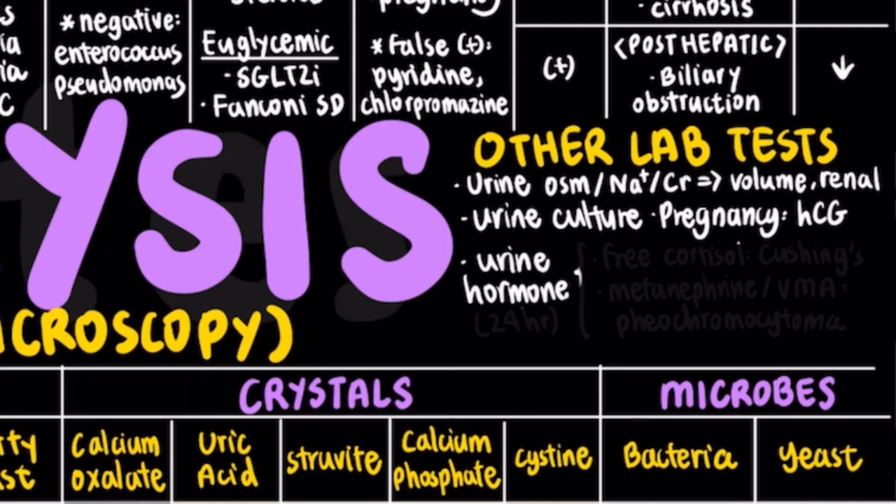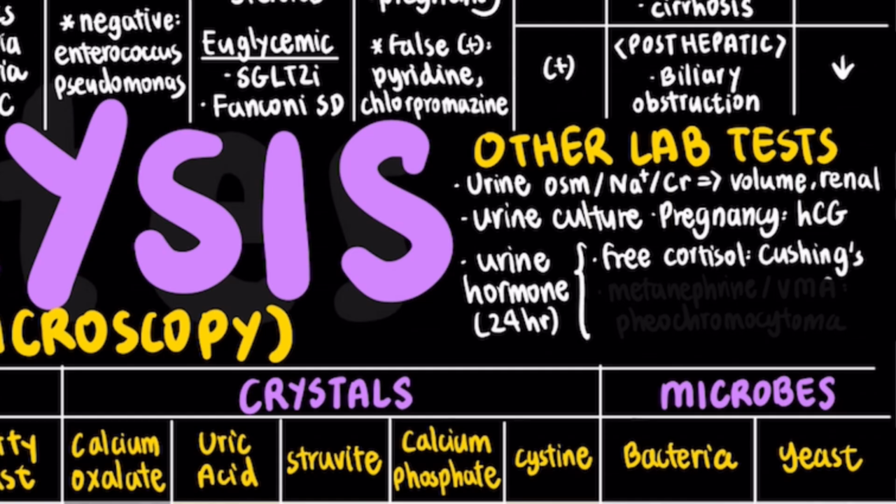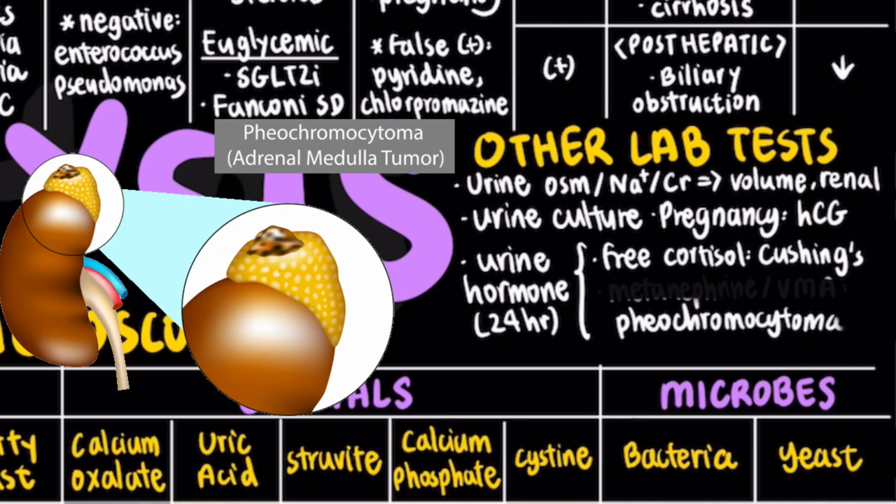Then there are specialized urine hormone tests. A 24-hour urine free cortisol test is used to screen for Cushing's syndrome, which causes cortisol overproduction. And for suspected pheochromocytoma, you can check urine metanephrines, VMA, or catecholamines. These help detect tumors that secrete excess adrenaline-related hormones.